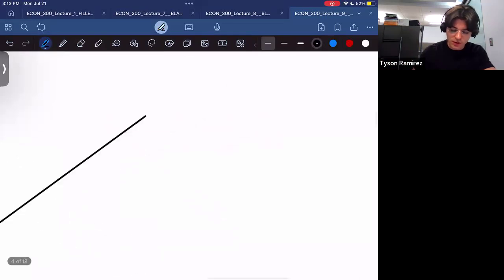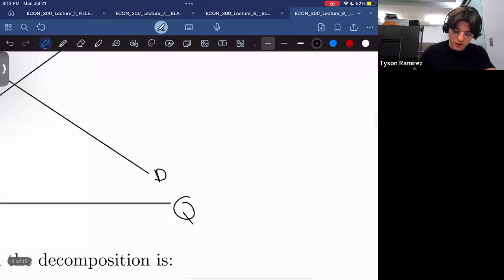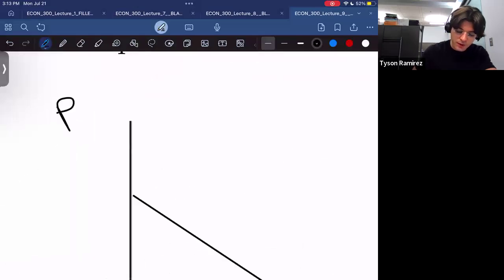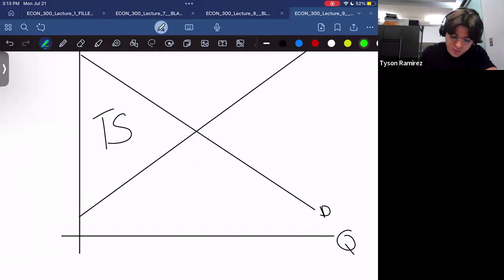So of course, this is the demand curve. This is the supply curve. We've got a quantity and a price. So of course, as we just saw on the last page, we had the consumer surplus and the producer surplus. The total surplus is simply the sum of the two.